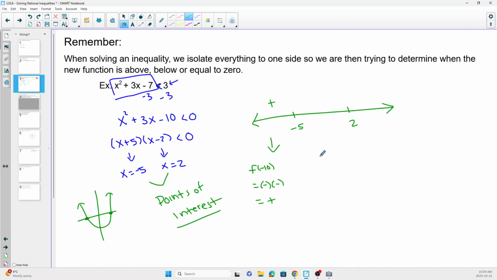Between these two is 0. Love when that happens because subbing in 0 makes it easy. So 0 plus 5 is a positive. 0 minus 2 is a negative. We have a positive times a negative, which is a negative.